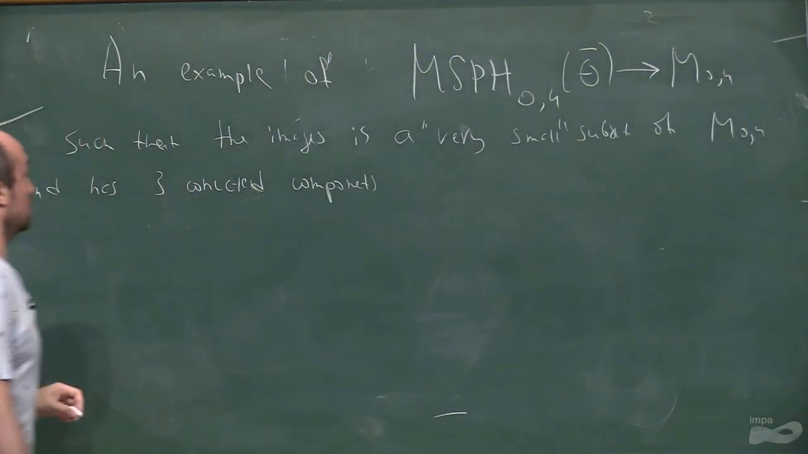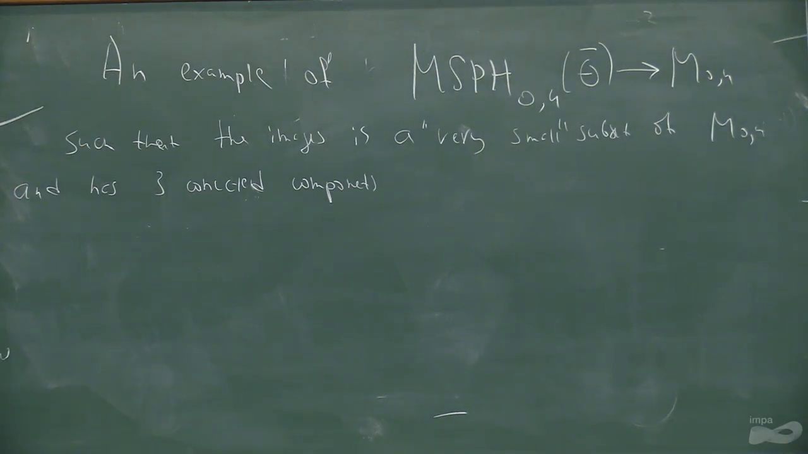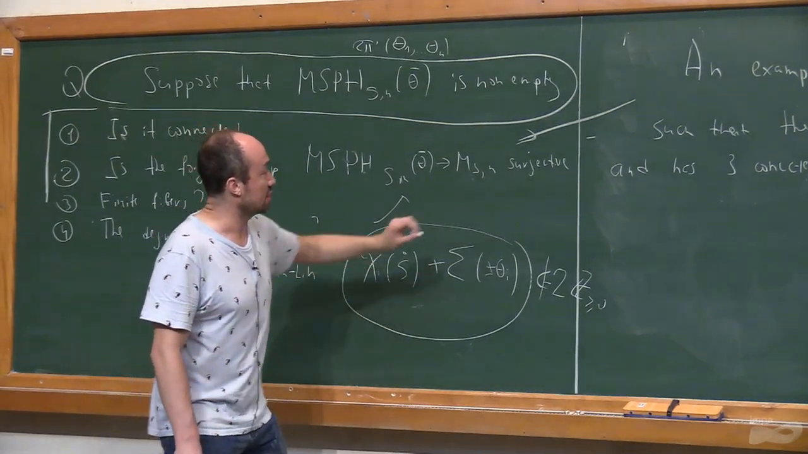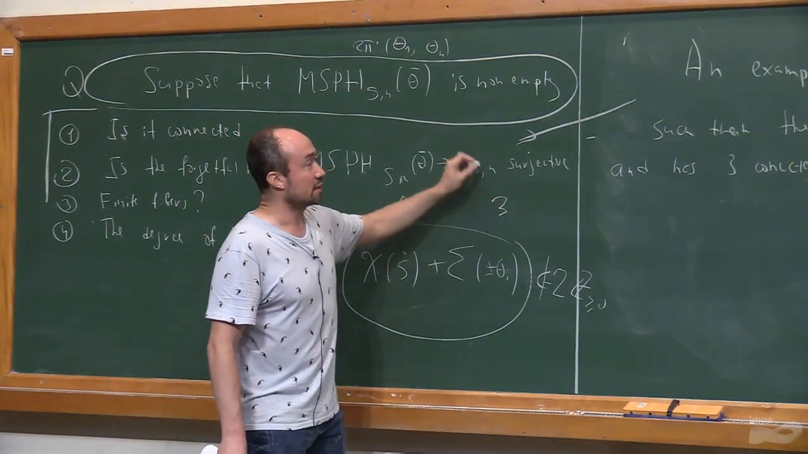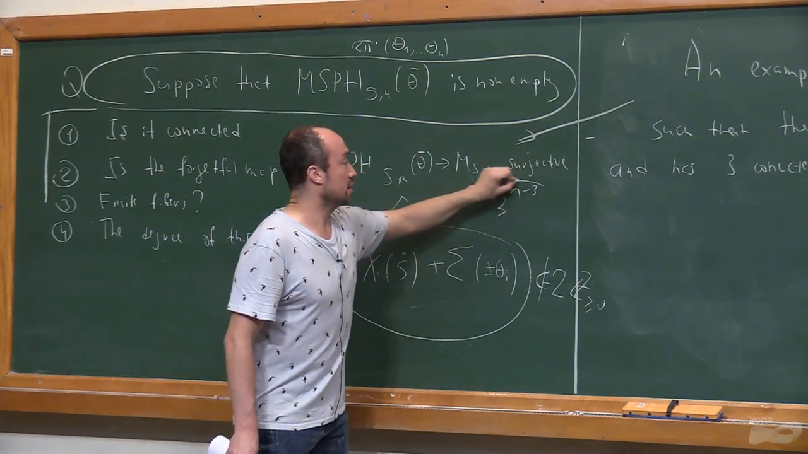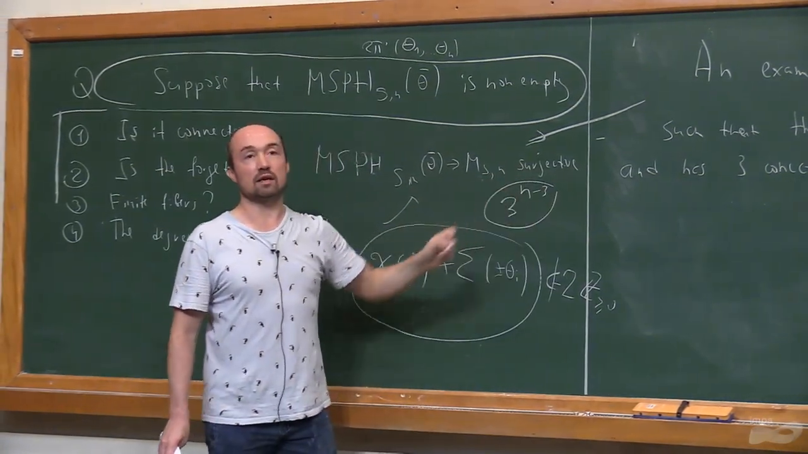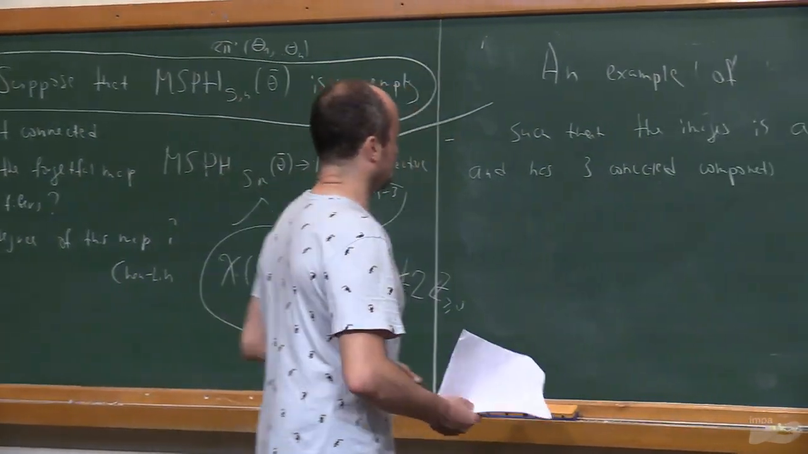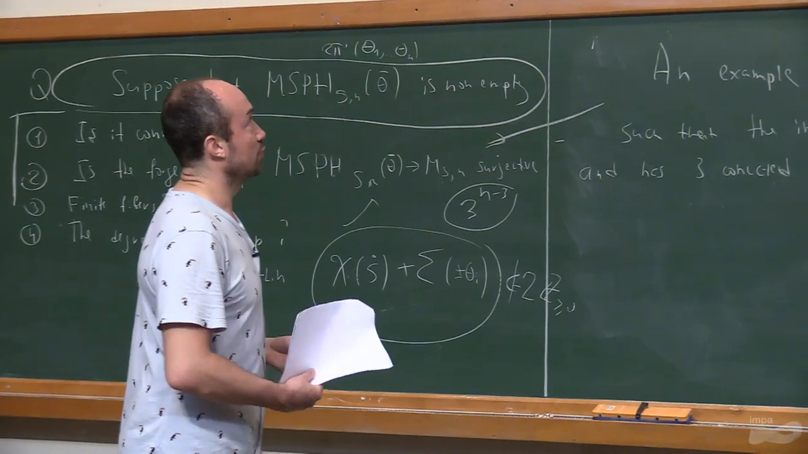So maybe the theorem that I originally stated at the previous lecture is that the number of connected components can be as large as 3n minus 3, and in this case, n is equal to 4. Okay, so the proof is by picture.